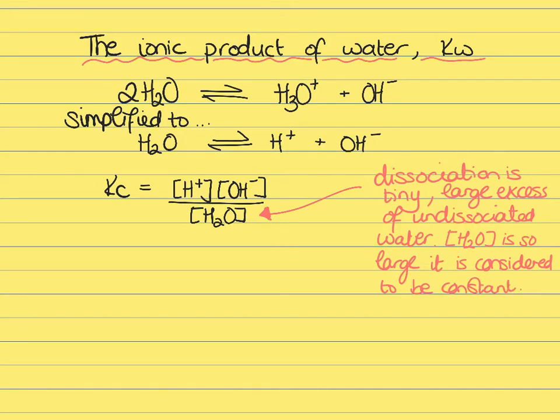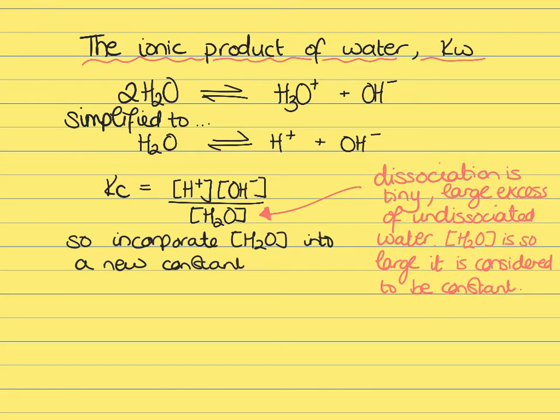Because of that, what we can do now is to write a new constant. We incorporate our concentration of water into a new constant. So we're going to take it off that bottom line and combine it together with the Kc, and we're going to end up with a new constant which we're going to call Kw, and that is equal to the concentration of H+ times the concentration of OH-, and that would mean that the units of Kw are mol² dm^-6.